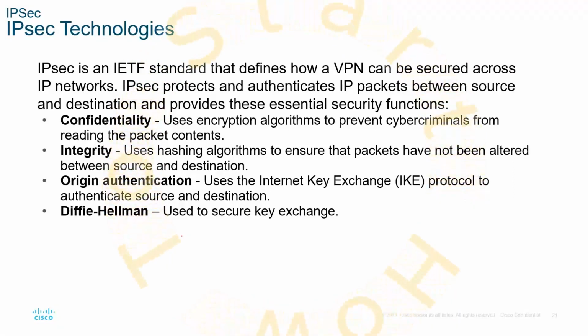So IPsec is an IETF standard defining how VPNs will secure data traffic across the network. There are four main functionalities that IPsec VPNs are made to actually handle. Confidentiality, that's going to be our encryption. Integrity, that's using hashing algorithms to ensure packets are not molested. We have our origin authentication, and that will be using our IKE protocol, or our Internet Key Exchange protocol, to authenticate source and destination. We also have the ability to use Diffie-Hellman for our key exchange. Our Diffie-Hellman are also known as DH keys.